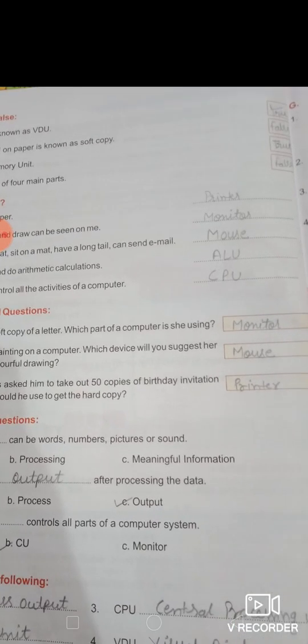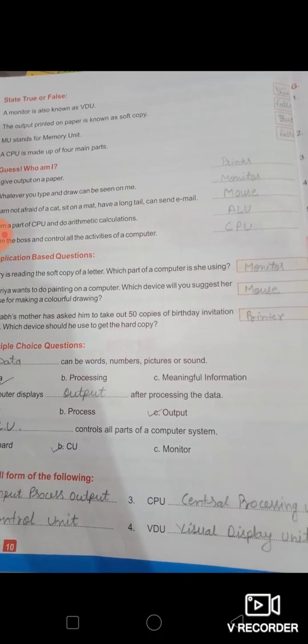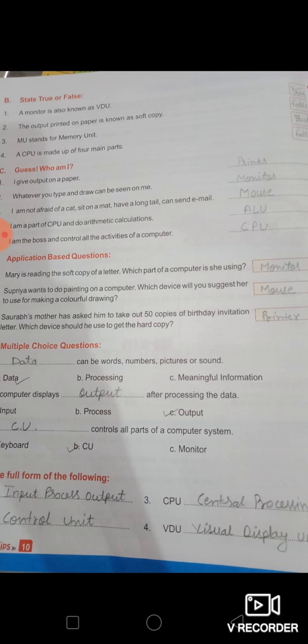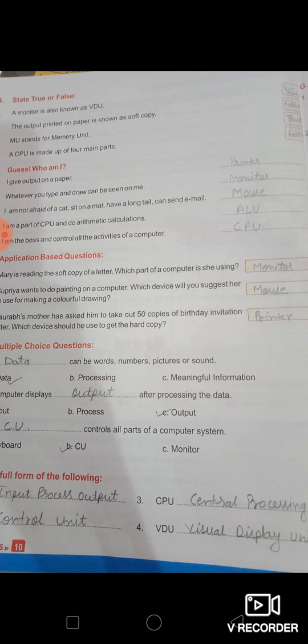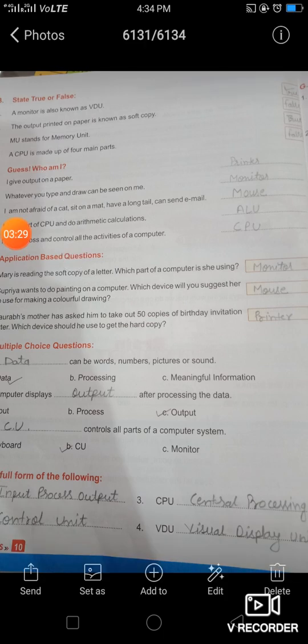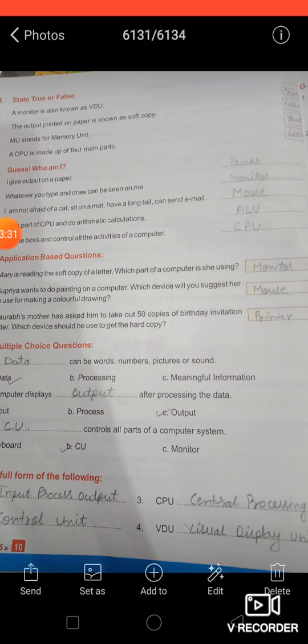Next: output printed on a paper is known as soft copy. It is false because it is known as hard copy, not soft copy. Next: MU stands for memory unit. It is true. Next: a CPU is made up of 4 main parts. It is false because CPU is made up of 3 main parts: MU, memory unit, CU, control unit, and ALU, arithmetic and logical unit.